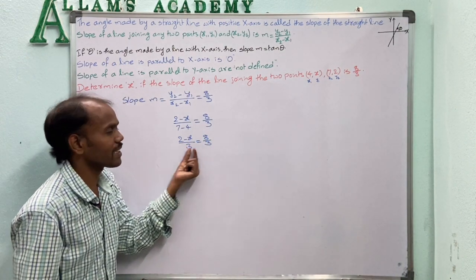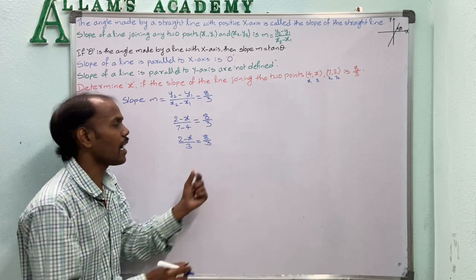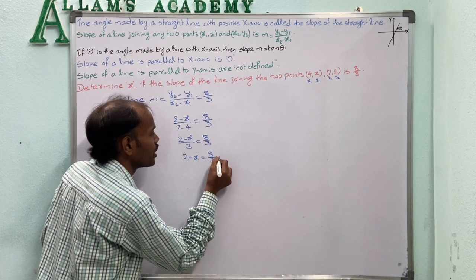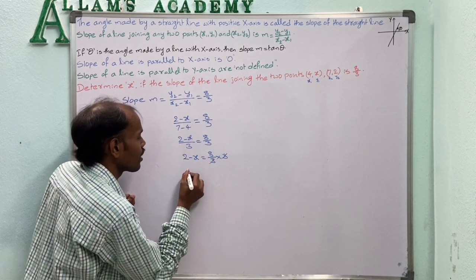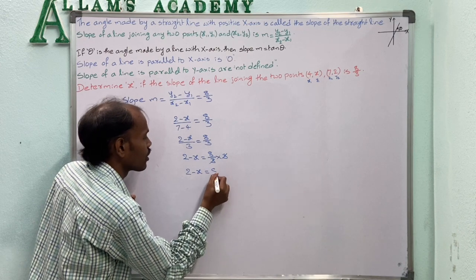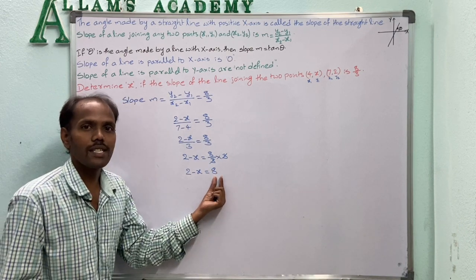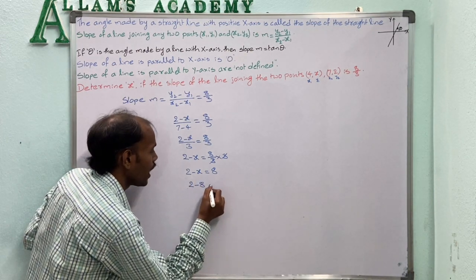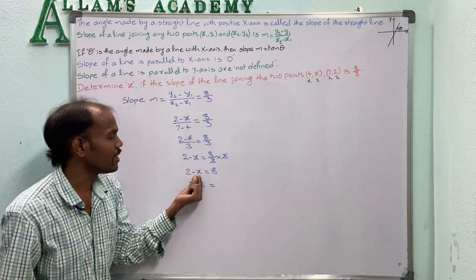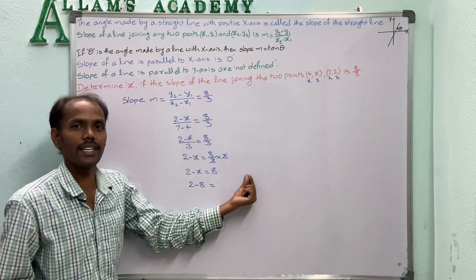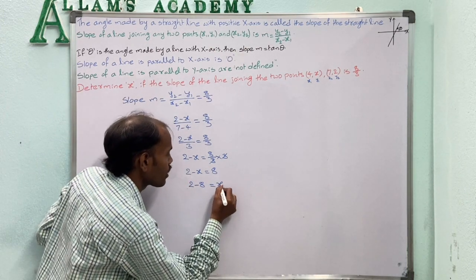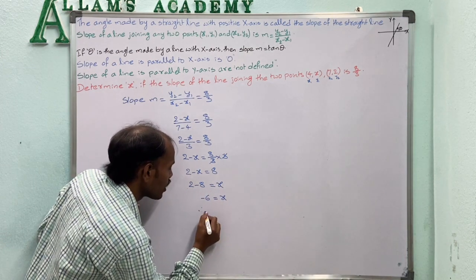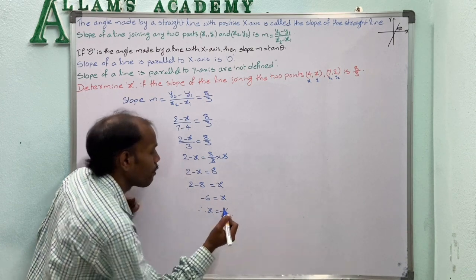Now the denominator 3 transfers to the RHS, that is multiplication. So 2 minus x is equal to 8 by 3 into 3. The 3 gets cancelled, so 2 minus x equals 8. Now the RHS plus 8 transfers to the LHS, that is minus 8. So 2 minus 8, and minus x transfers to the RHS, that is plus x. 2 minus 8 is equal to minus 6, which is equal to x. Therefore x is nothing but minus 6.